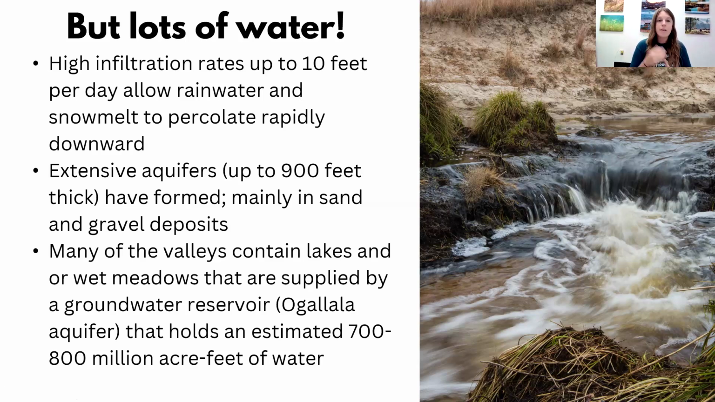There are also extensive aquifers, about 900 feet thick, that have formed mainly in the sand and gravel deposits in the Sandhills. Many of those lakes in the valleys are wet meadows, and they are supported by that groundwater reservoir. Many of you know the Ogallala Aquifer. It holds about 700 to 800 million what are called acre-feet of water. That's how it's measured. If you'd like a retrospect of how this compares to something else, 700 to 800 million acre-feet of water is about double the amount of water that's found in Lake Erie. This is below Nebraska, not just our state, it goes all the way to Texas, but that is how much water is in there.